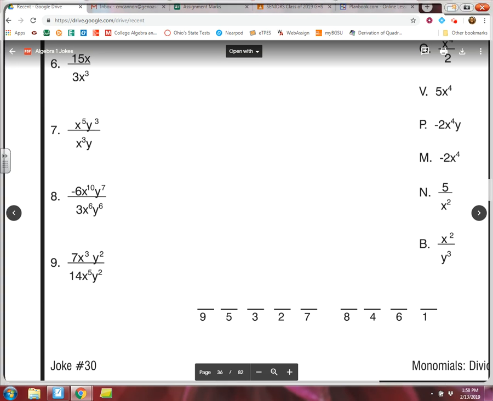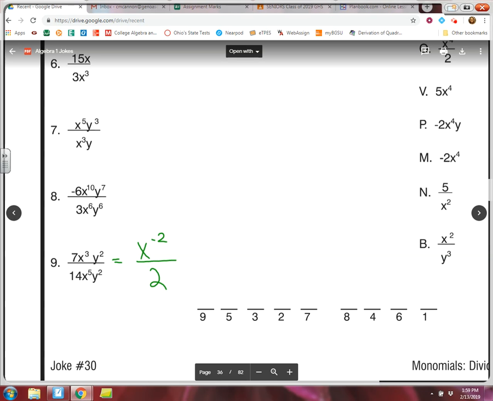Do you have coefficients to take care of? You do. Do they divide? Does 7 divide by 14? But I can divide them by 7. 7 divided by 7 is 1. I don't need that one. What is 14 divided by 7? 2. All right, what are you going to do with these x's? So this will be x to the, and y.